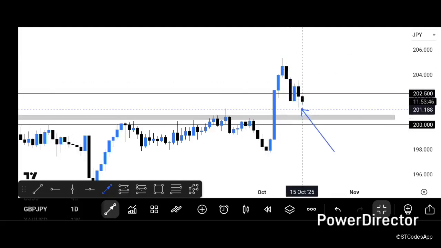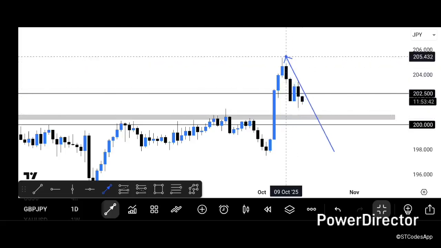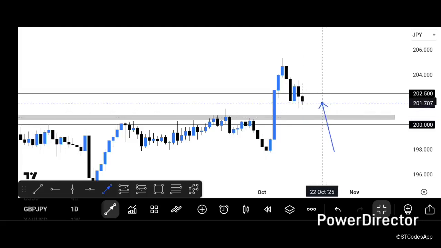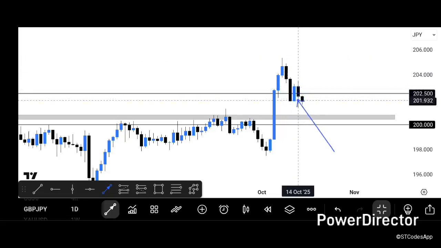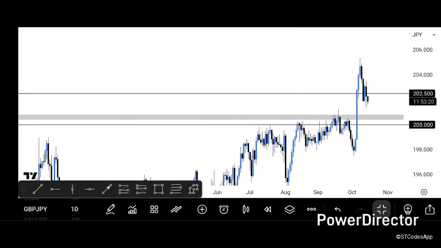Now we have to wait for price to retrace, then give us a signal that okay, price is done retracing and is ready to make new highs. But for now, since price is retracing, we are just looking for short positions.